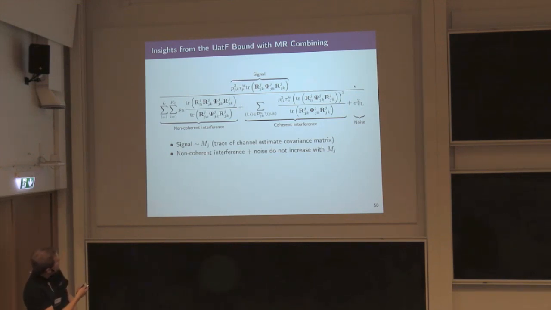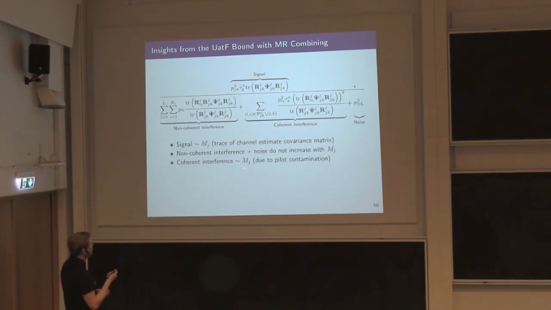Then we have one additional term where we sum up the users that use the same pilot as my user, and I remove myself from that set. Remember, this was a set of users using the same pilot. And here, in the numerator, I have the trace of a matrix squared divided by a trace. So I get mj, proportional to mj squared divided by mj again. So this term should grow with the number of antennas. And this is something that I call coherent interference. It grows with the number of antennas, and it's visible from this sum here that it has to do with pilot contamination.